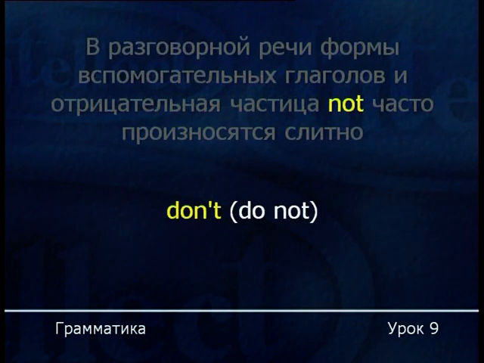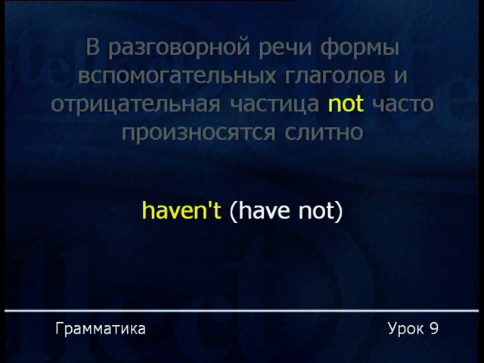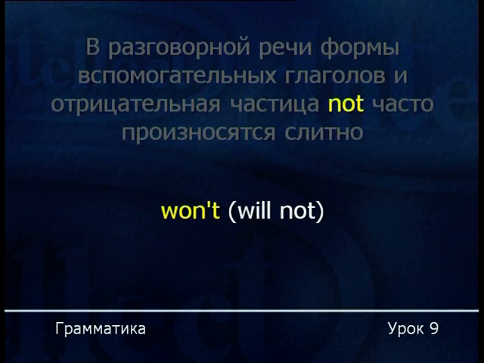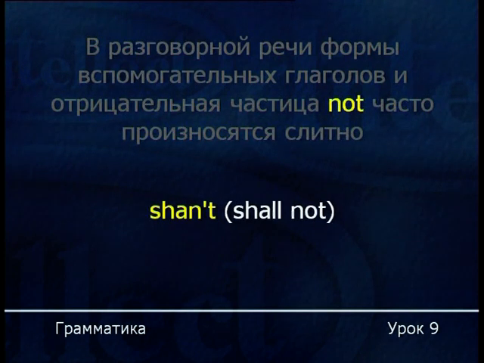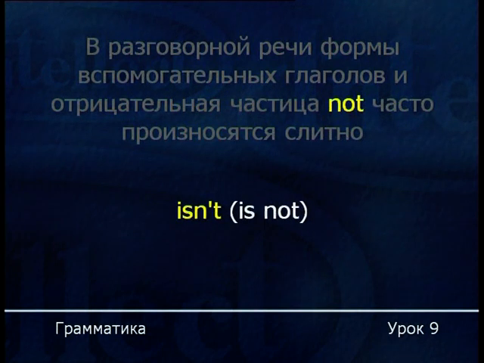В разговорной речи формы вспомогательных глаголов и отрицательная частица not часто произносятся слитно. Don't. Didn't. Haven't. Won't. Shan't. Isn't. Порядок слов в отрицательном предложении.